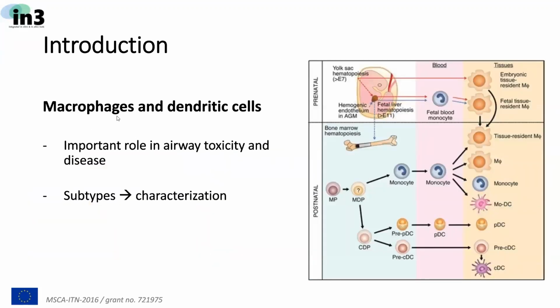So apart from the airway epithelium, I will focus on macrophages and dendritic cells, as these are known to play an important role in airway toxicity, mainly in inflammation mechanisms, and also in airway diseases such as COPD. There are different subtypes of macrophages as well as dendritic cells, and there are also different activation stages, which highlight the need of proper characterization in order to be able to fully interpret toxicity results.